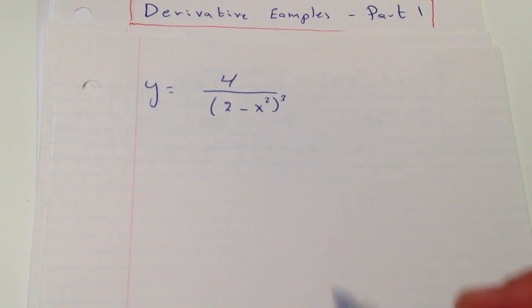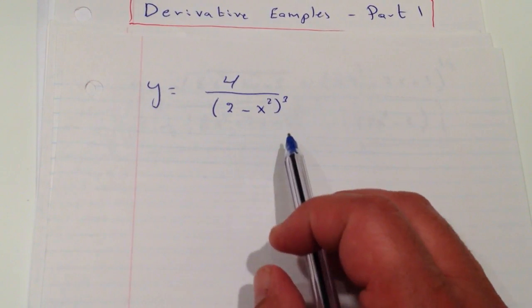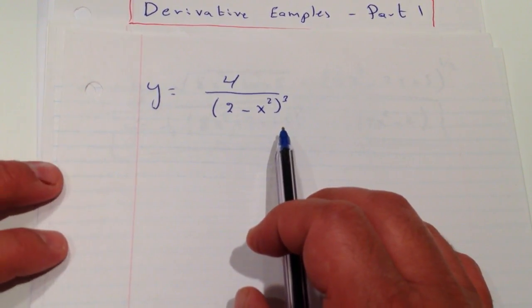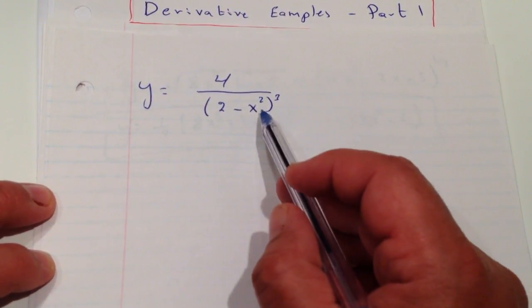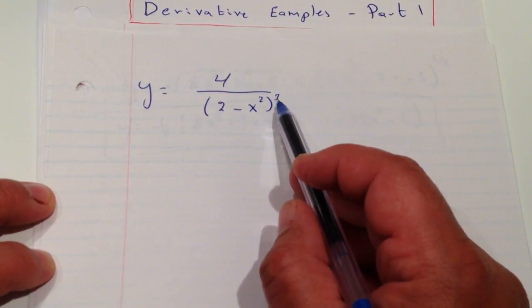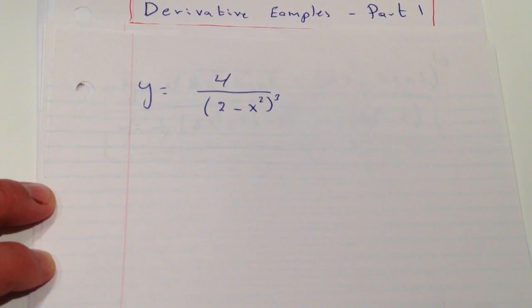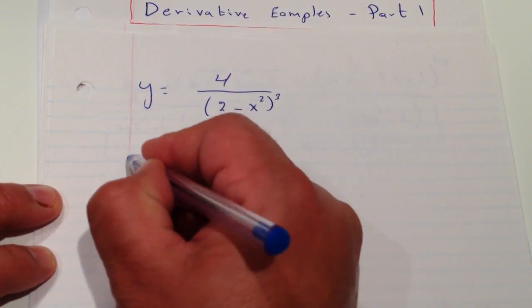Another problem, y equals 4 over (2 minus x squared) to power 3. So here we can apply this in two ways, either move this upward and change the power into minus 3, or we can apply the quotient rule. So I will solve it using the quotient rule.